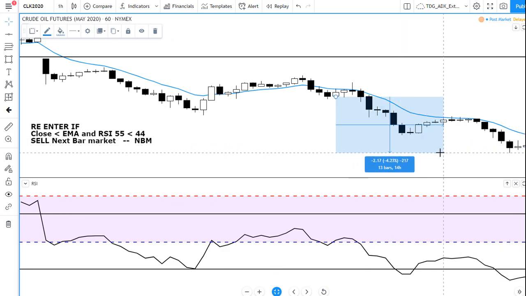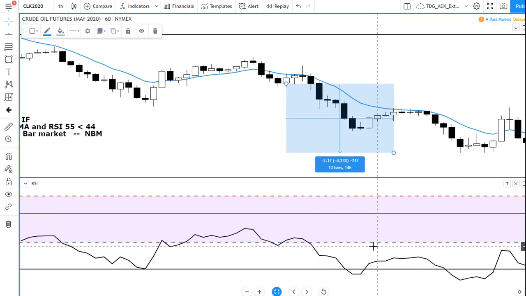Let's take a look at the new structure low. Now we're down $2,170 per contract. We get confirmation right here. Let's continue to walk forward. And then right over here, we finally get the close above. So note, here's our lowest low. Note the value of the RSI.